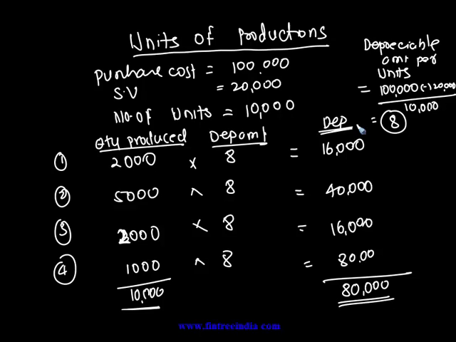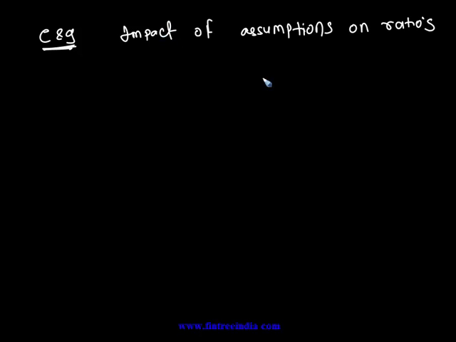Now we are going to cover learning outcome E and G together. E and G, which is about impact of assumptions on ratios. This is learning outcome E and learning outcome G, impact of assumptions on ratios.